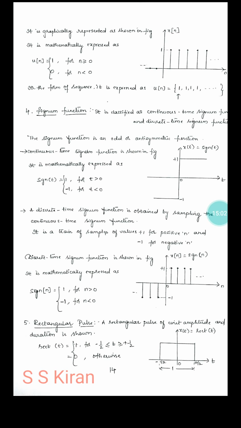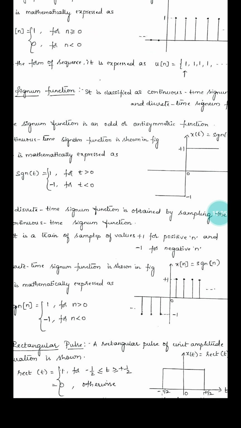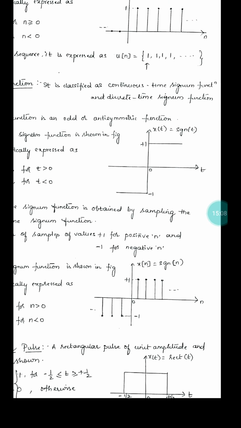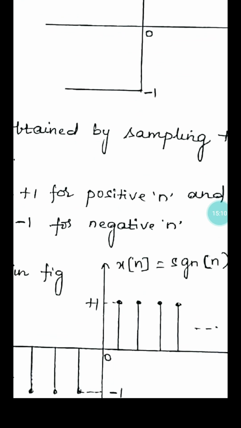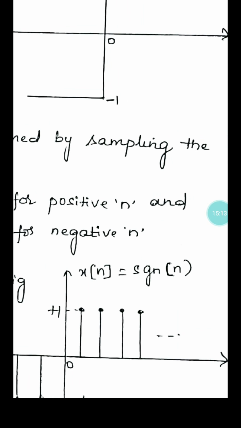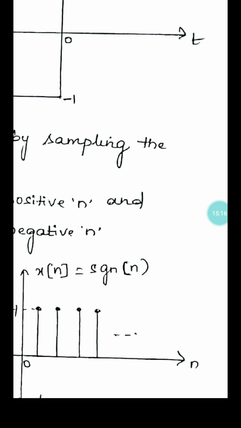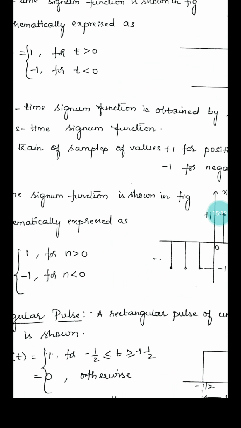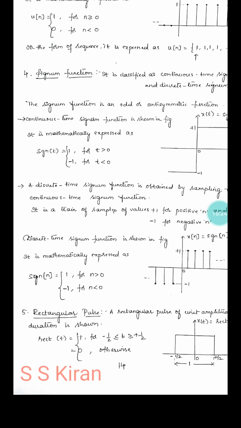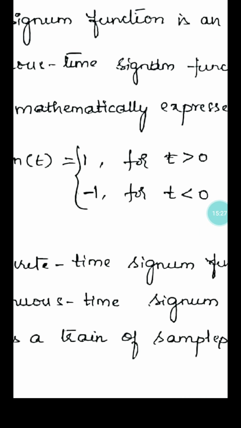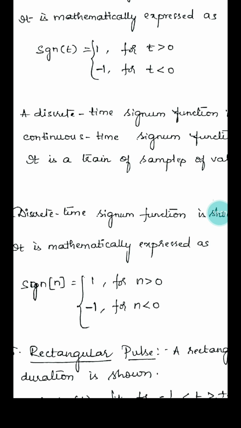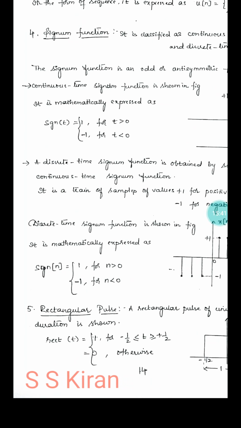Now the discrete time Signum Function is obtained the same way, but you have to change the y-axis: x of n equals sign of n, and on the x-axis we take n. In the previous continuous signal you took sign of t. In this signal, sign of n equals 1 for n greater than 0, and minus 1 for n less than 0. This is the mathematical representation.